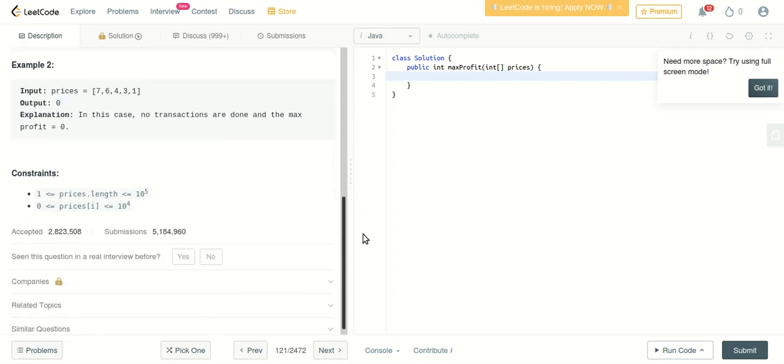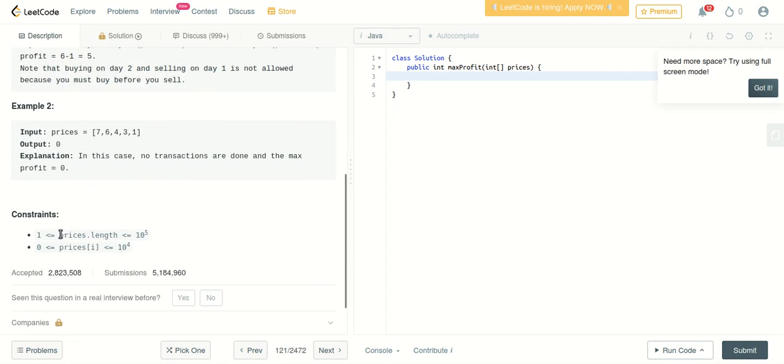Let us look at some of the constraints. The length of the prices array can go up to 10 raised to the power 5, and the prices of shares can go from 0 to 10,000. With this intuition, let's try to solve this problem.